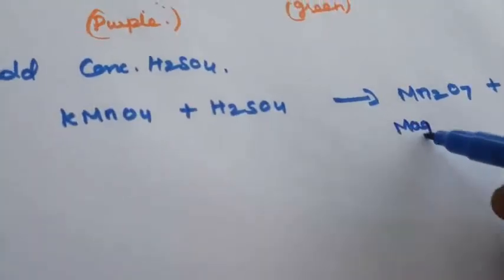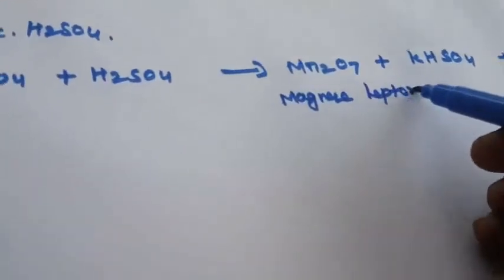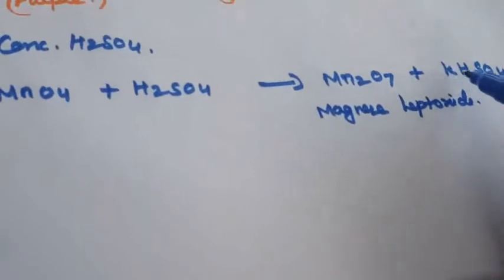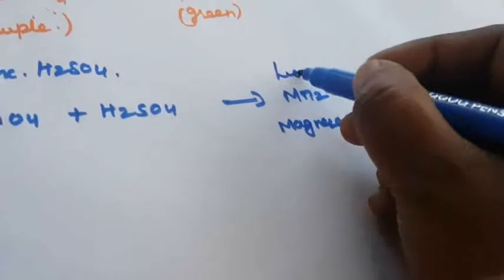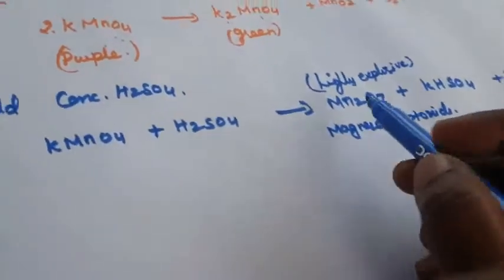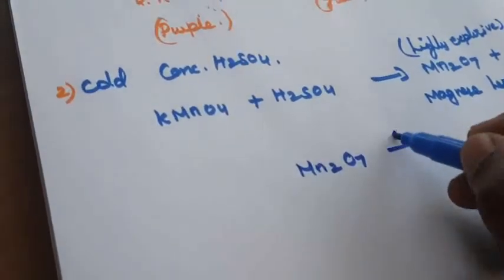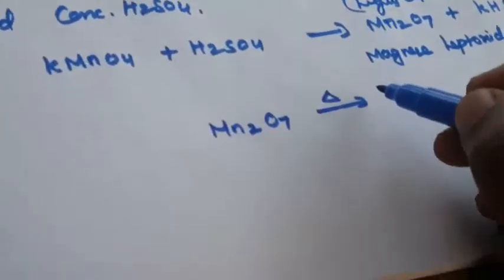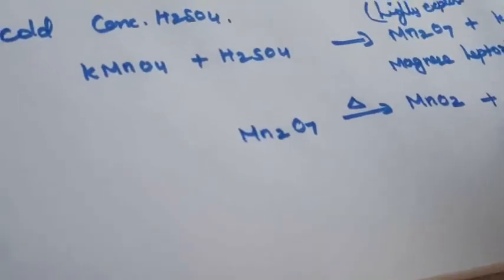What is the name of this compound? Manganese heptoxide. This is manganese heptoxide, and this is potassium hydrogen sulfate. Manganese heptoxide is highly explosive, so it automatically decomposes. Mn2O7 is converted into manganese dioxide, MnO2, and oxygen.